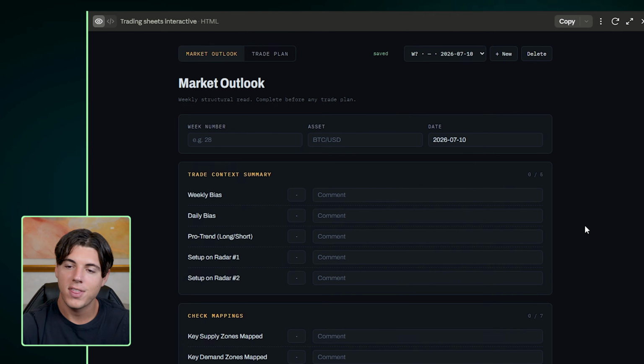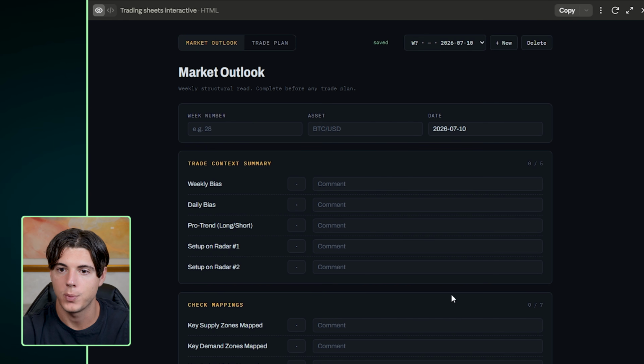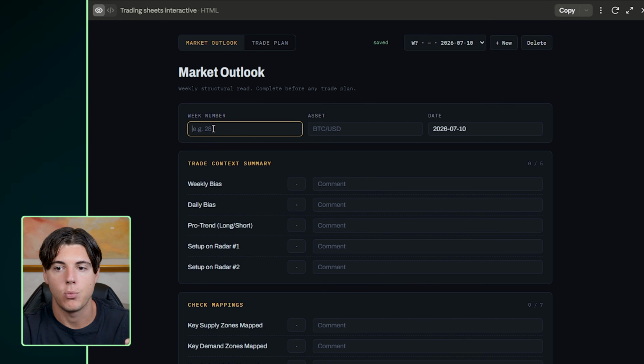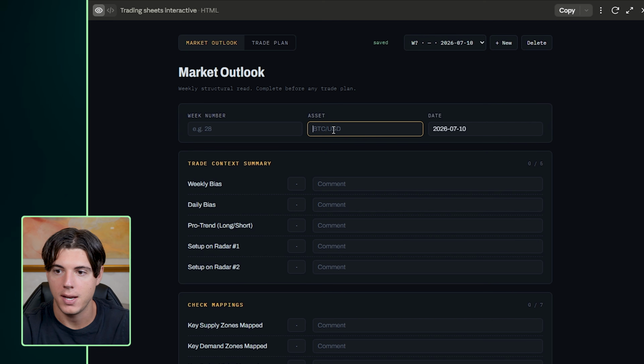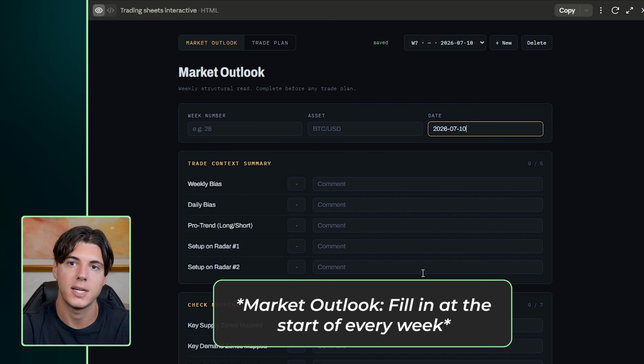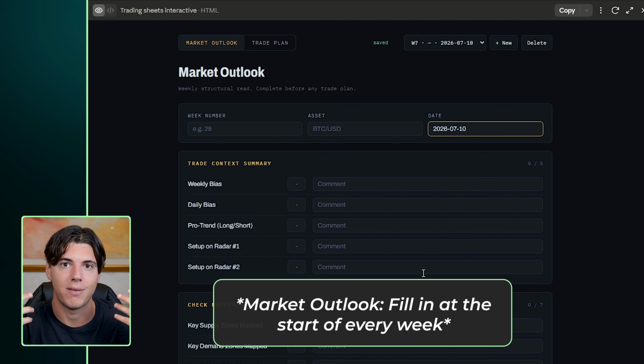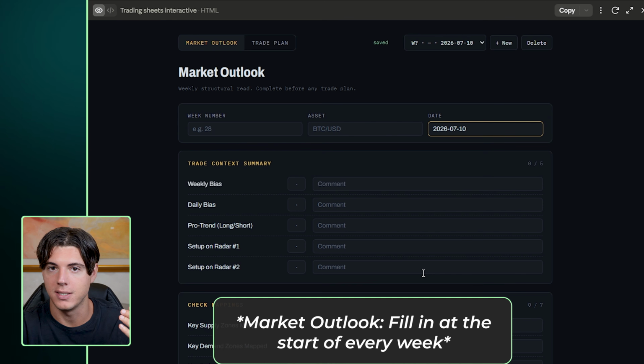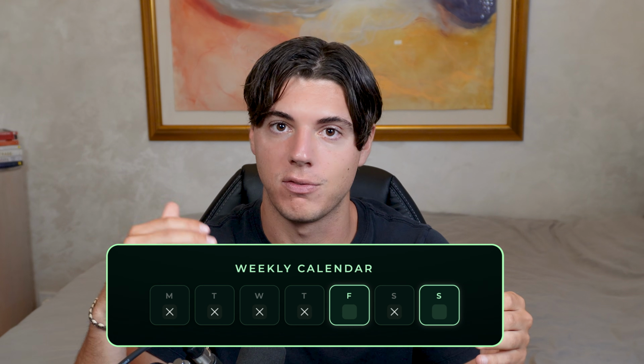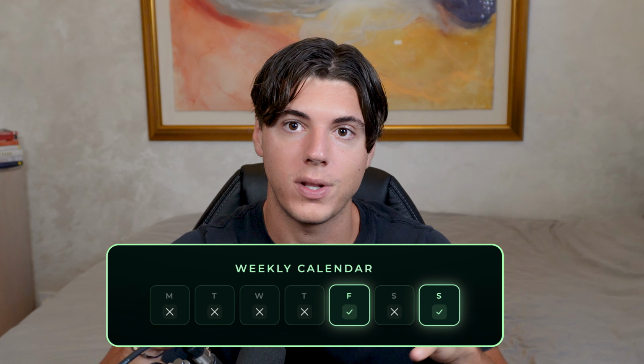Then we click send. Now this already looks a lot better. So we can see that we have the market outlook and the trade plan at the top. We can input the week's number, whatever asset we're trading, and the date. So the market outlook is something that I fill in at the start of every week, not necessarily every day, because, as a positional and sort of swing trader, I'm not taking trades every day. It's usually just like once or maybe twice a week if we have a lot of volatility. So I only need to understand what the high time frame context is. What are those key levels that I should look for in the week, as opposed to intraday.